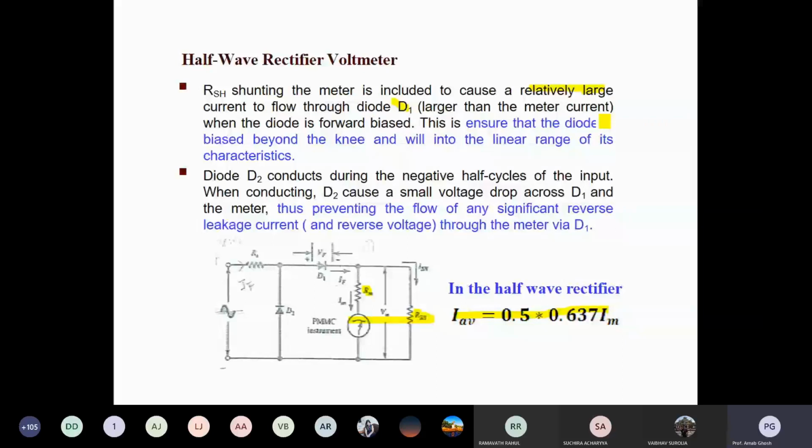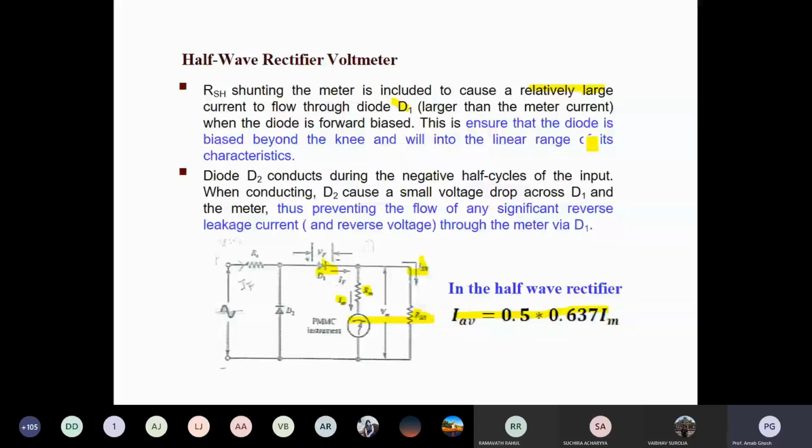If it is not more than the meter current, then what happens? There will be no current through this RSH. If you want current to flow through the RSH path, definitely the current flowing through diode 1 should be comparatively higher than IM, the meter current. This ensures that the diode is biased beyond the knee and operates in the linear range of its characteristics.